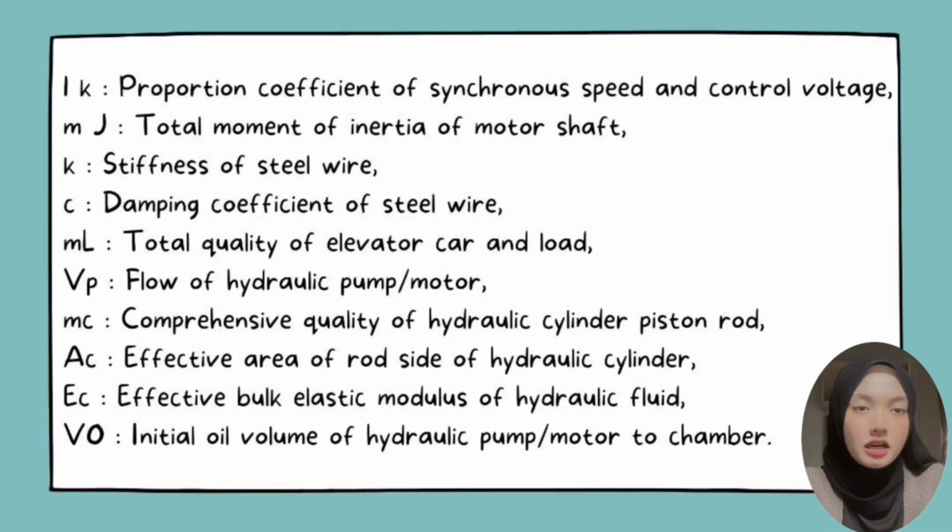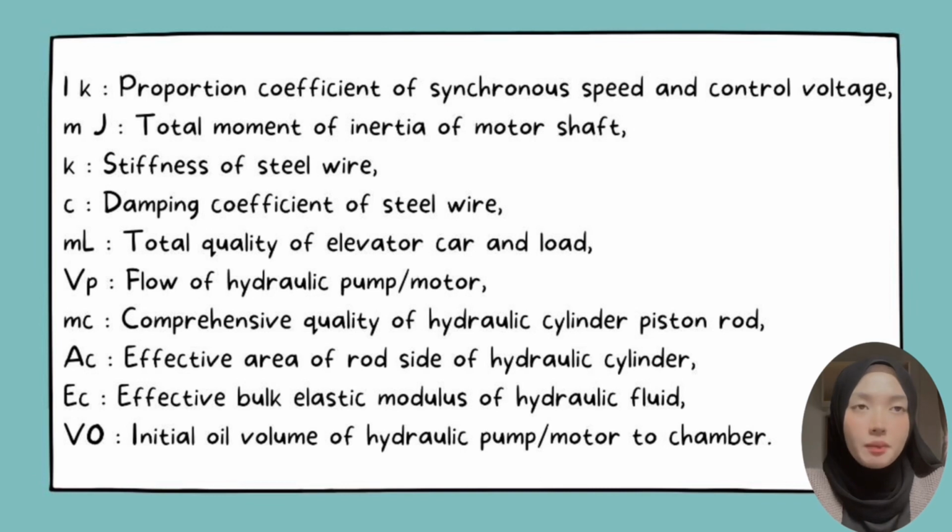For the calculation in our equation, the first one we use is K. K stands for the proportional coefficient of synchronous speed and control voltage, while MJ is the total moment of inertia of the motor shaft. The third one is K. K is the stiffness of steel wire. The fourth is C. C is the damping coefficient of steel wire.